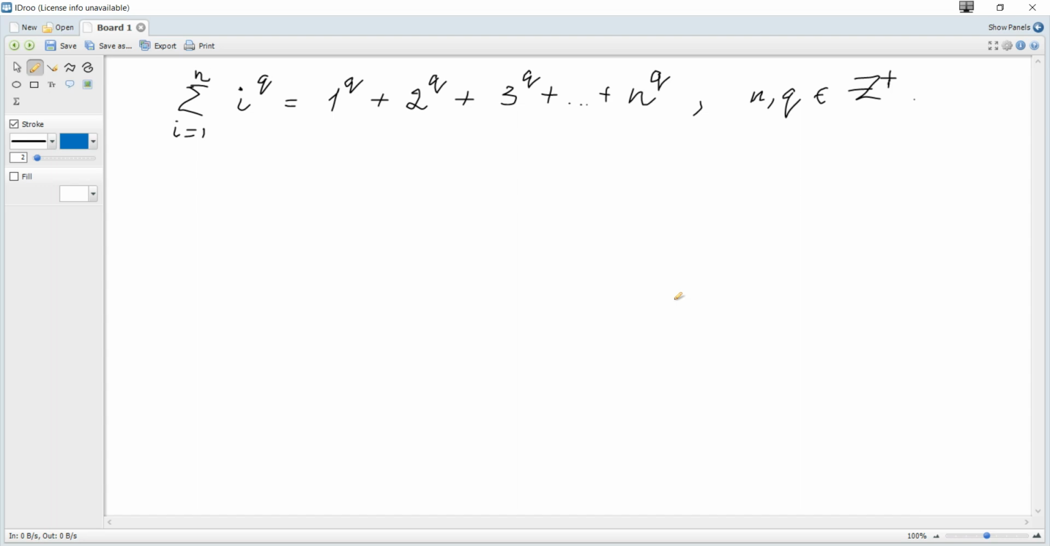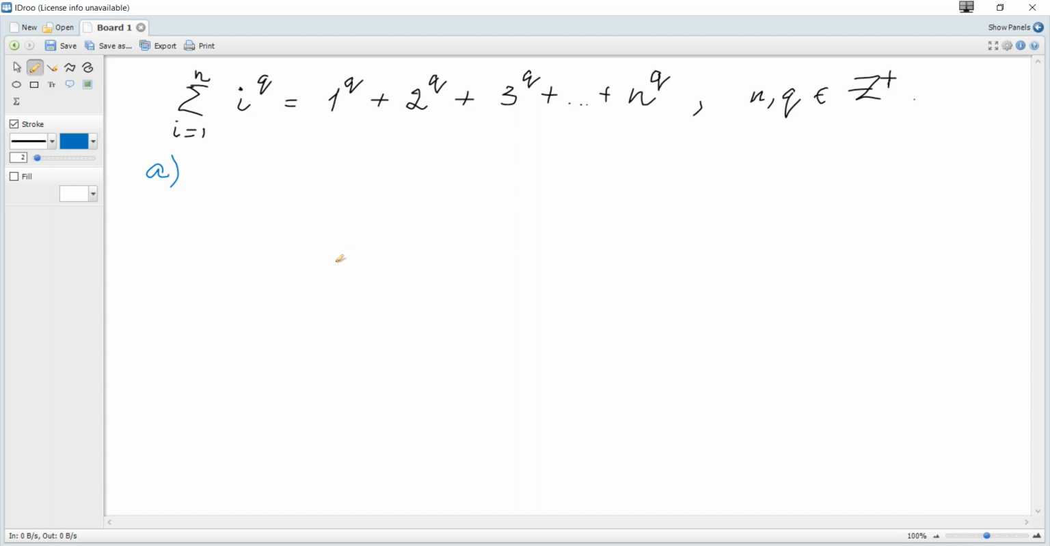We are given the next information. In this question, you will investigate series of the form sum for i from 1 to n of i to the power of q, which is 1 to the power of q plus 2 to the power of q plus and so on up to n to the power of q, where n and q are positive integers, and use various methods to find polynomials in terms of n for such series.